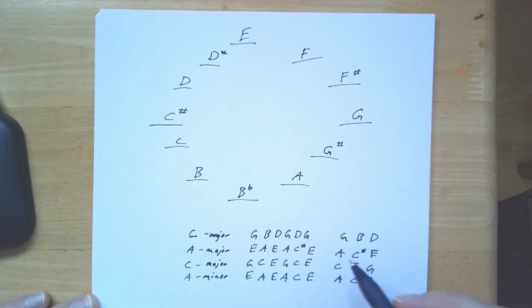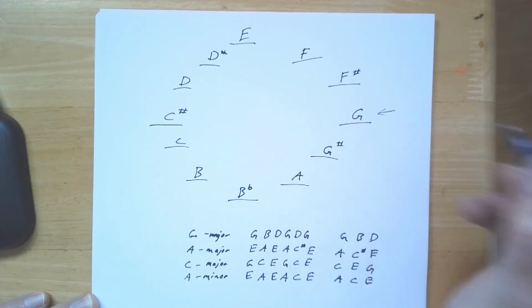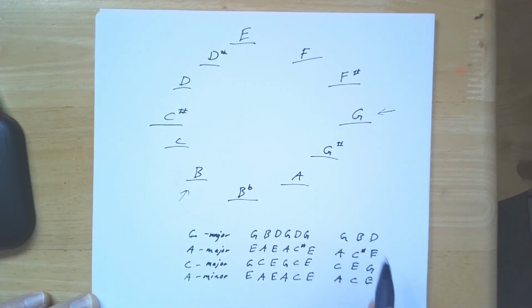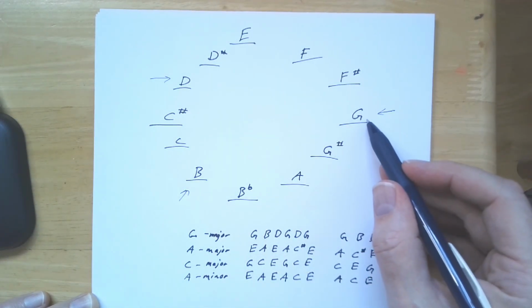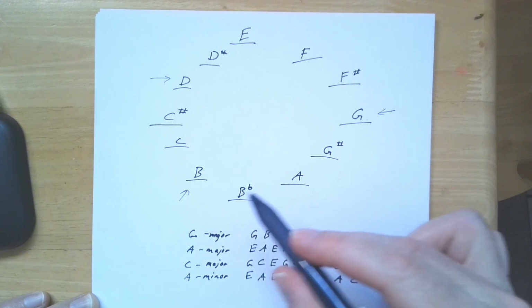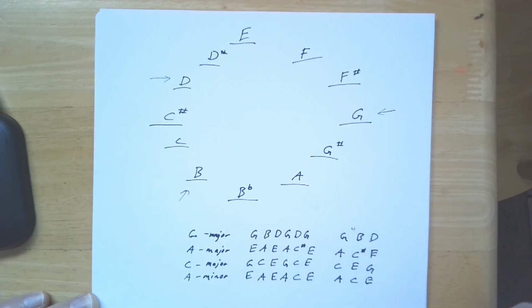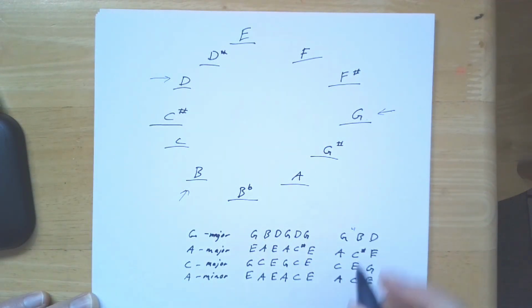In a G major, you've got the note of G, you've got the note of B, and you've got the note of D. So from G, you go up 1, 2, 3, 4. That's 4 frets to get to the B. Then from the B to the D, you go up 1, 2, 3. So that's 3.